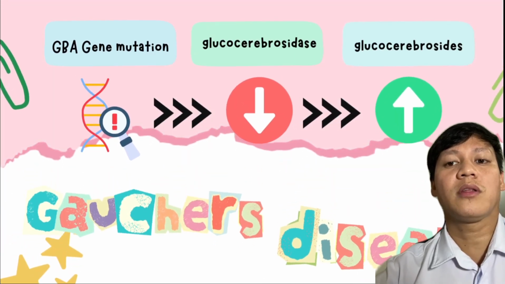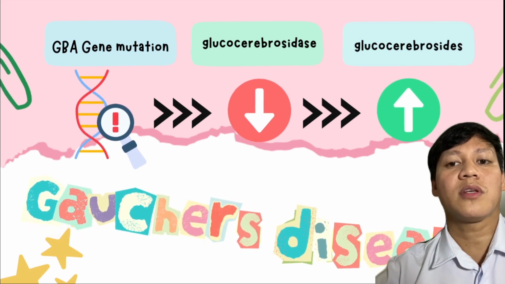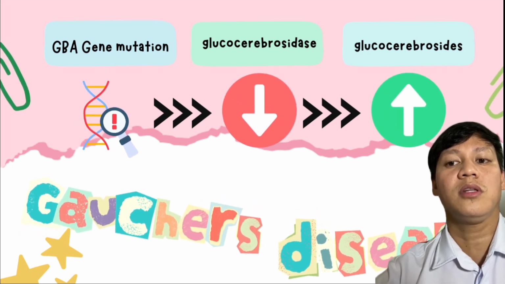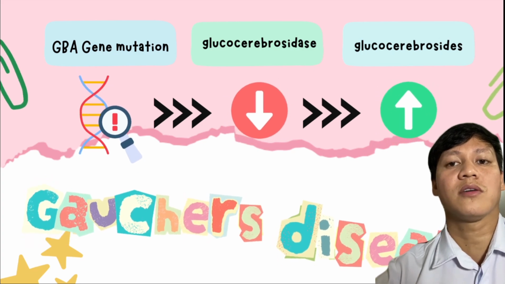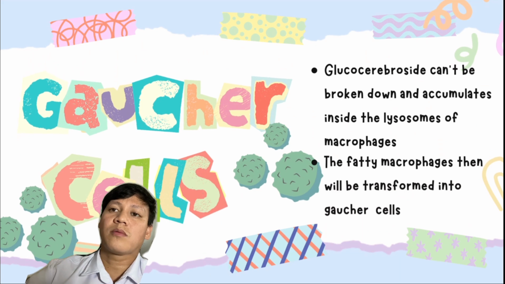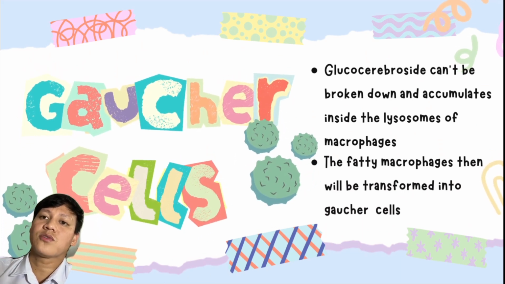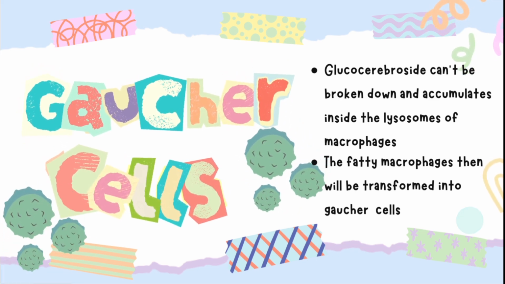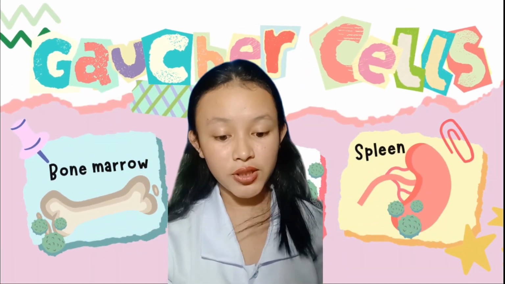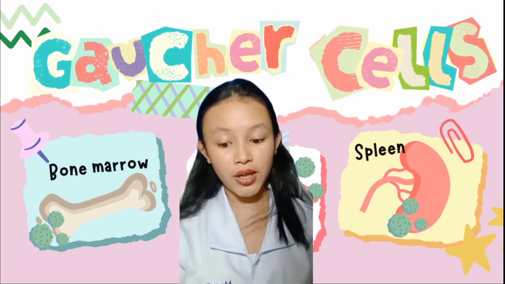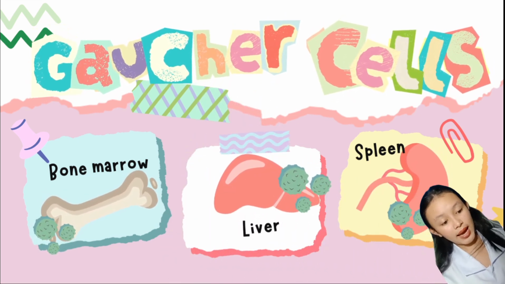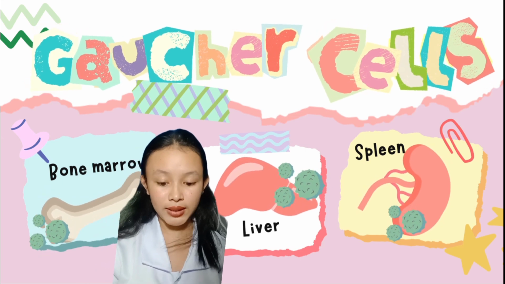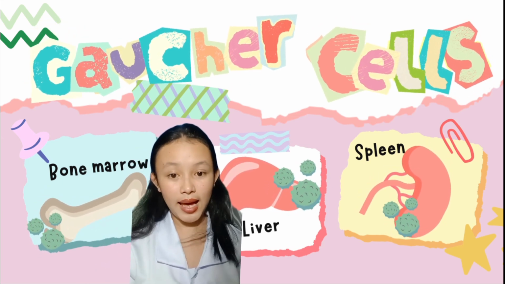Glucocerebrosidase is responsible for breaking down glucocerebrosides into ceramide and free glucose in lysosomes. When glucocerebrosidase is deficient or non-functional due to mutation in the GBA gene, glucocerebrosides accumulate in lysosomes of cells, especially macrophages. Glucocerebroside can't be broken down and accumulates inside lysosomes of macrophages. The fatty macrophages then will be transformed into Gaucher cells. When the enzyme is insufficient or missing, fatty substances accumulate in various organs, such as the liver, spleen, and bone marrow, causing damage and affecting their function. Symptoms can vary widely and may include enlarged organs, bone pain, anemia, and fatigue.